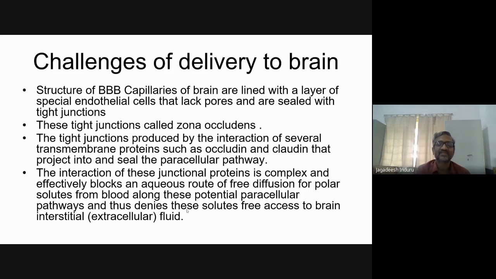The interaction of these junctional proteins is very complex and effectively blocks the aqueous route of free diffusion of polar solutes from the blood along these potential paracellular pathways. That denies these solutes free access to the brain. So the brain interstitial fluid, that is the extracellular fluid, is very tough to reach.